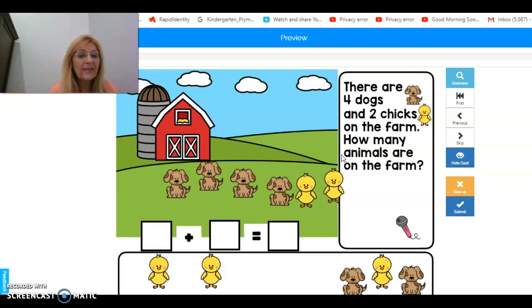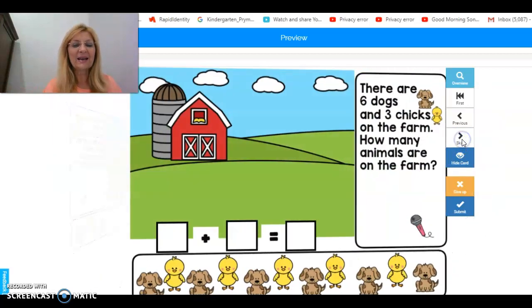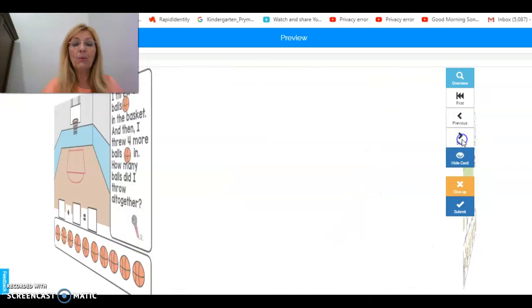So you add them together. Or count them together. 1, 2, 3, 4, and 2. So 4 and 2 is 1, 2, 3, 4, 5, 6. 4 and the 2 is or makes or is equal to 6. 4 and 2 is 6. Beautiful. You want to try one more?